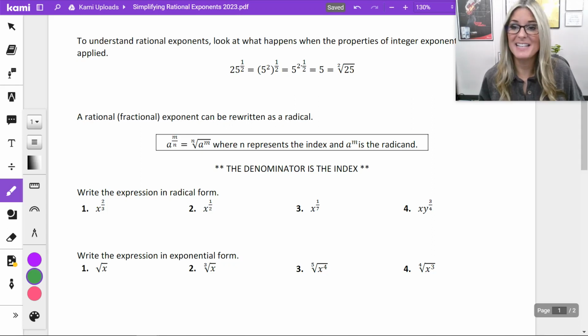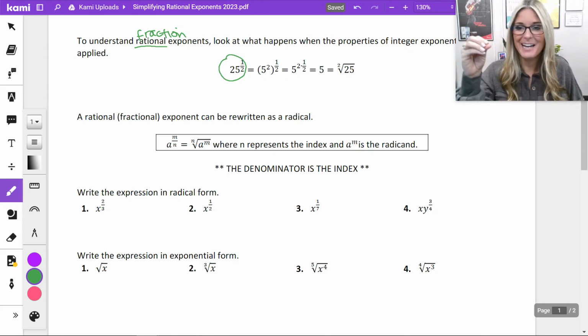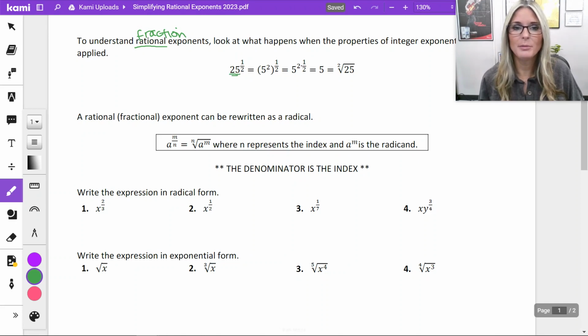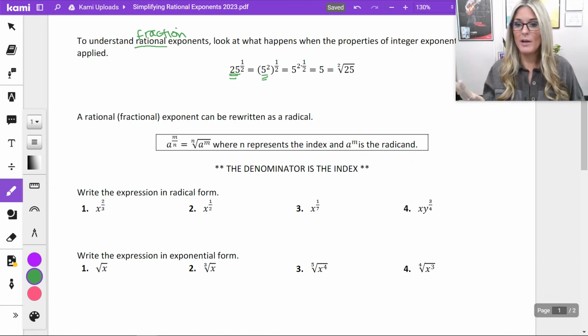So moving into our lesson for today, to understand those rational exponents, which are fraction exponents, let's look at what happens when the properties of integer exponents are applied in this example, starting with 25 raised to the 1/2. So you can see that exponent 1/2, that's what we're going to be looking at today. So what do we already know? I know that I could probably rewrite 25 as 5 squared. Do you agree? So let's change 25 to 5 squared, still raised to the 1/2, okay?